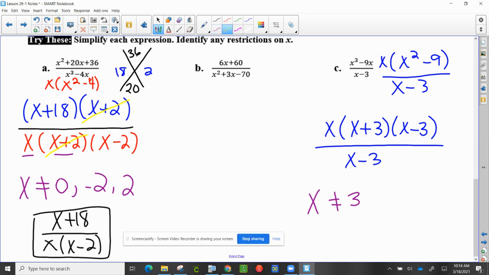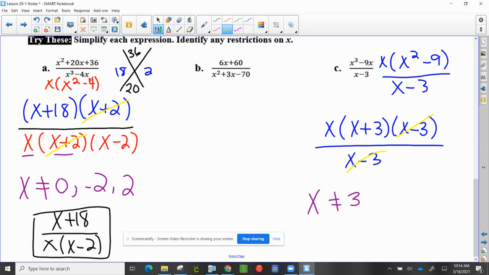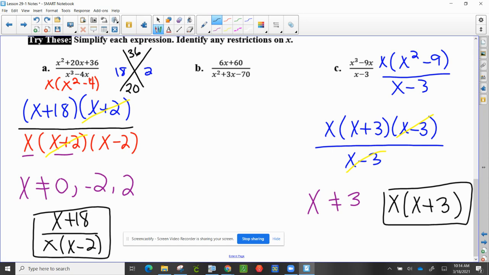Okay, so now the fun part is where we can cross off stuff. Okay, so these x minus 3s will cancel each other like this. So the only thing left in my expression is x times x plus 3. So that is your simplified rational expression. And we don't ever really multiply anything back together. We kind of leave it in our factored form. But that's it for that.